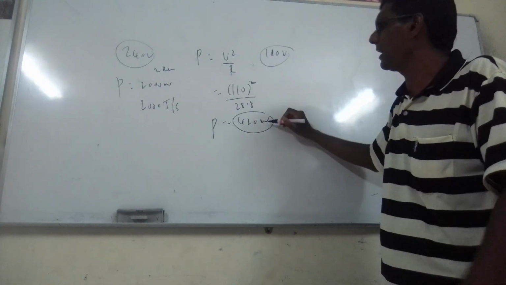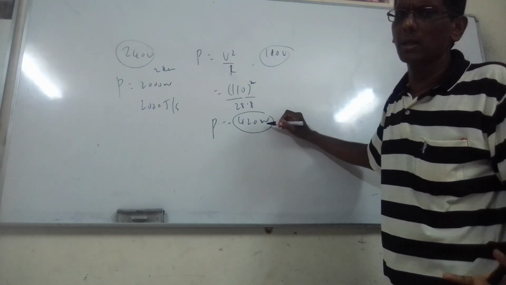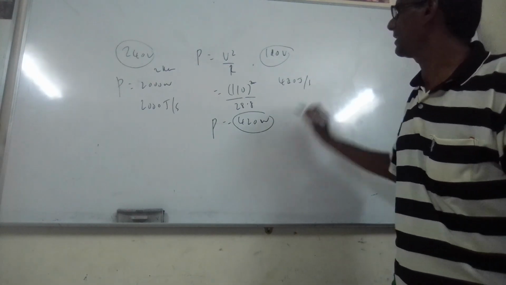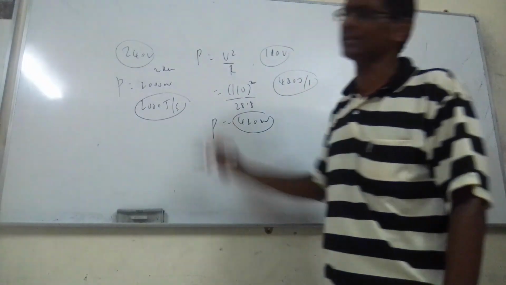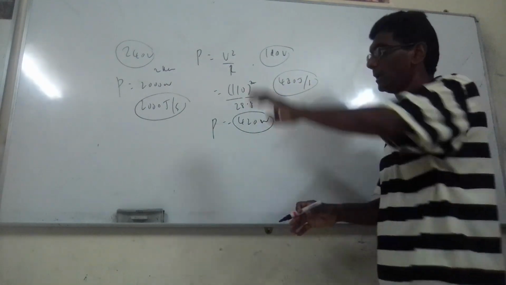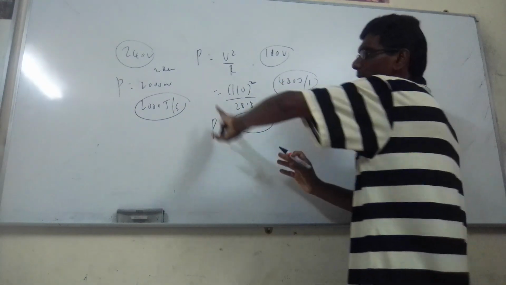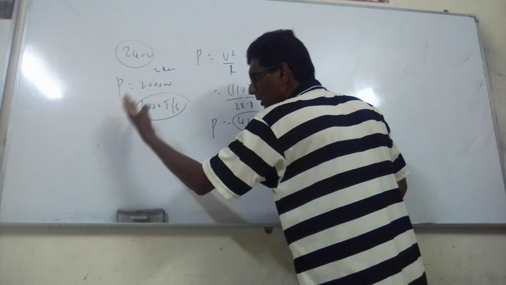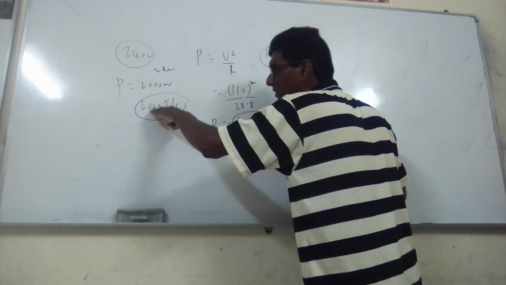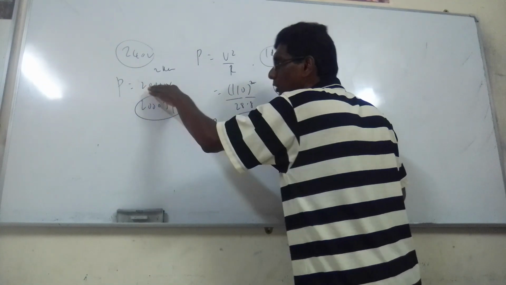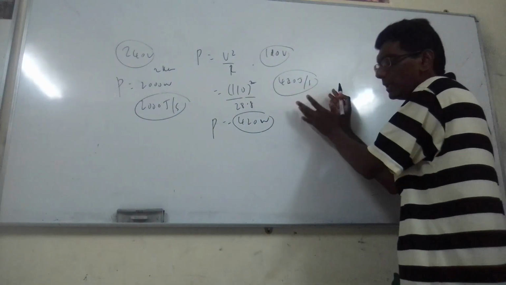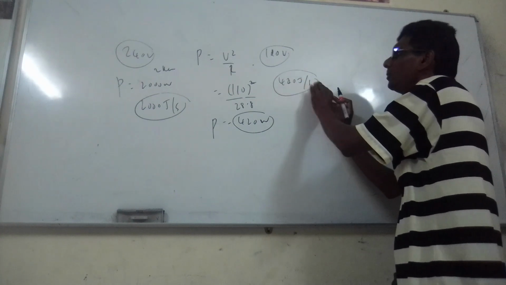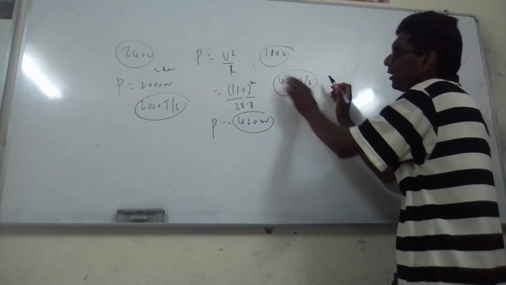At 110 volt, the power is very little, 420 watt only, or 420 joule per second. So what is the benefit? This one is 2000 joule per second. Can you understand? The same heater is connected to 240 volt and to 110 volt. At 240 volt, the energy release is 2000 joule per second, or 2000 watt. At 110 volt, the energy release is 420 joule per second, or 420 watt.